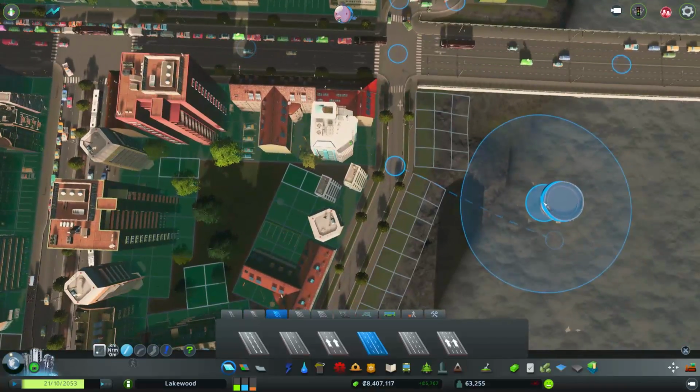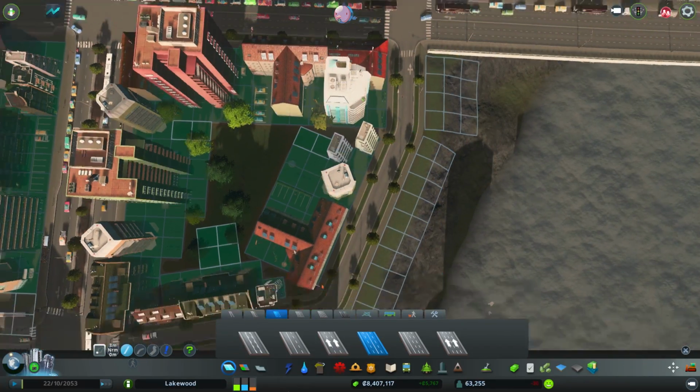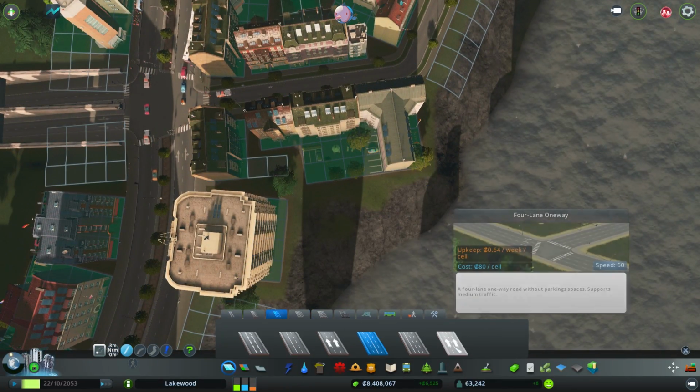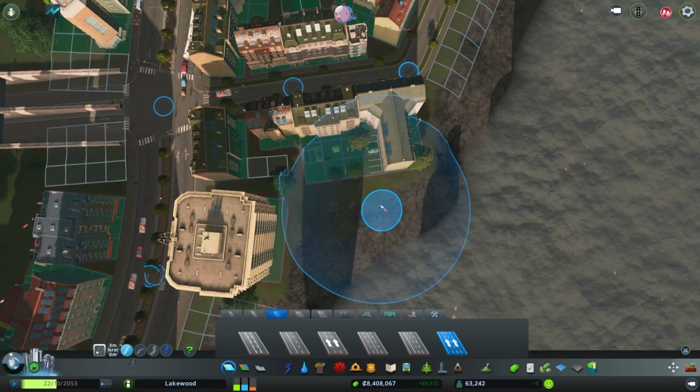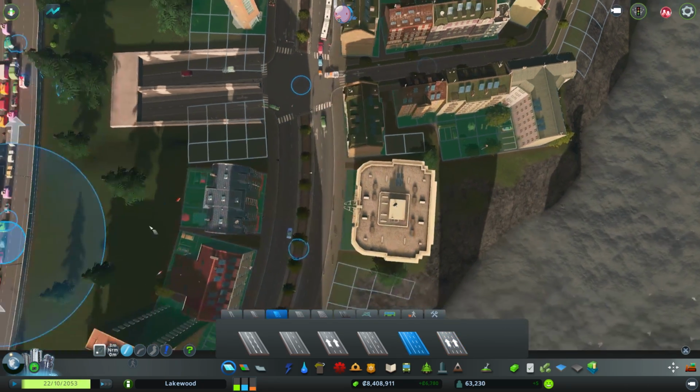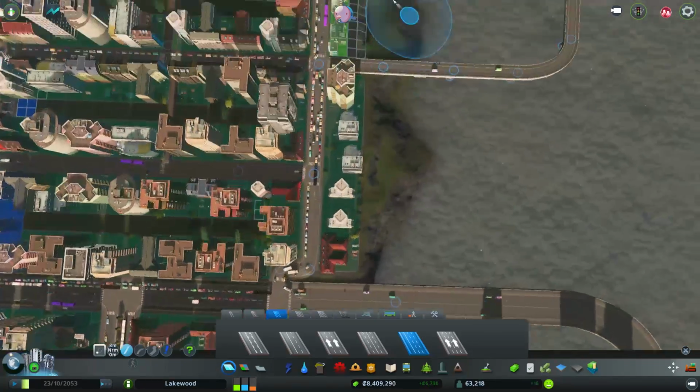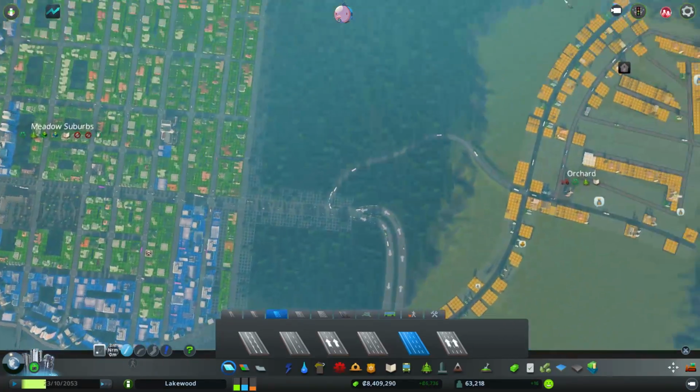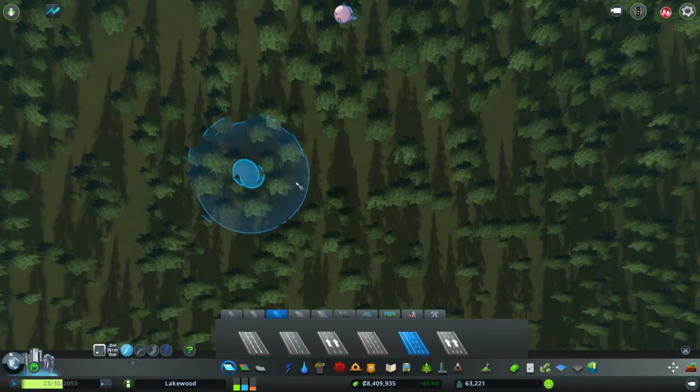So these 2 together will give you so many options when it comes to trying to manage your road layout and your city that it should be in the base game. Honestly, it should.